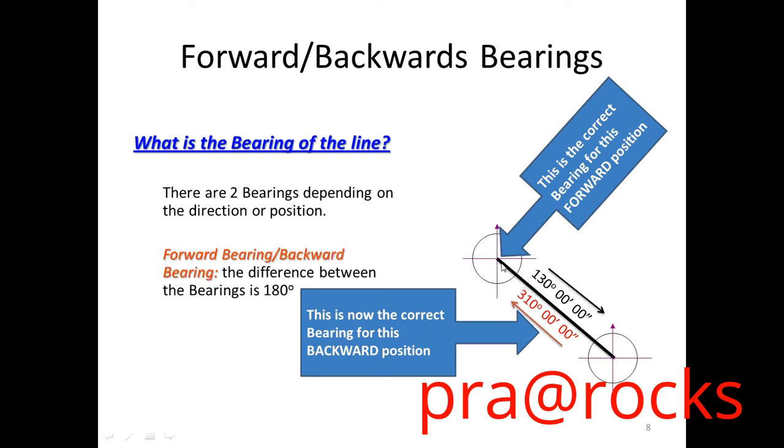As we could see, when we were in the top position, 130 made sense, it was the forward bearing. When we were in this position, 130 did not make sense, it was the back bearing, and we had to change it into the forward bearing. To do that, we add 180 degrees to 130 degrees, and we got 310 degrees, which makes sense in this quadrant. As you see, between 270 and 360, we have 310 right in between. So that is the correct bearing for these particular lines.